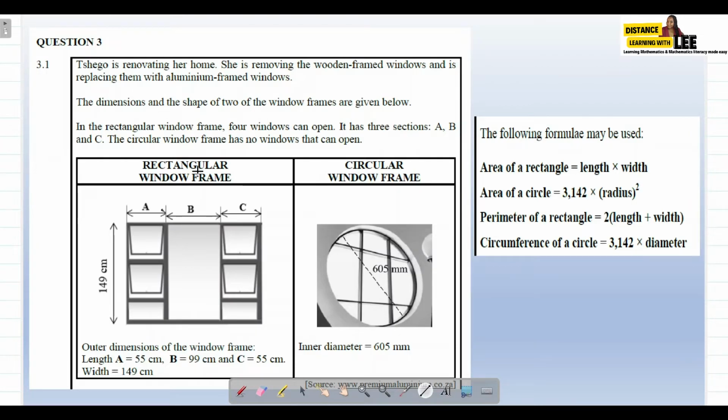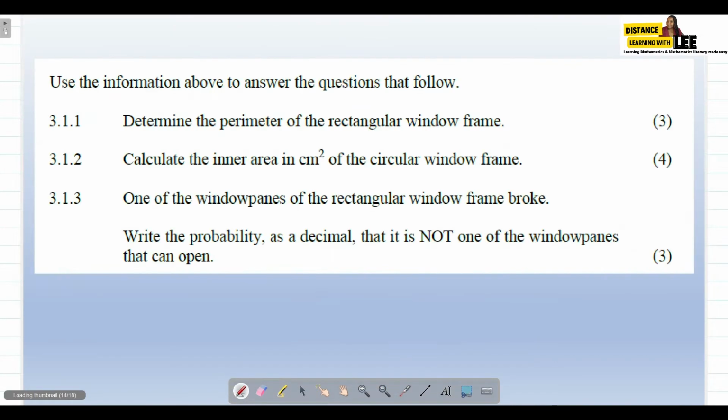Okay, so I think we've basically analyzed the information that's given to us. I think we're more than ready to have a look at the questions. Okay, let us have a look at the first question. It says: determine the perimeter of the rectangular window frame.